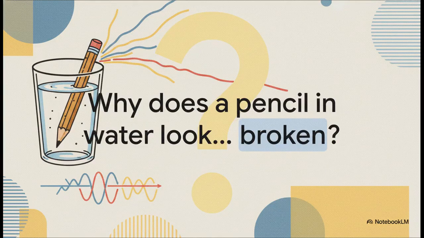You've totally seen this, right? You take a perfectly normal straight pencil, stick it in a glass of water, and bam, it looks like it just snapped in half right at the water's surface. So what's the deal with that? It's not a magic trick, I promise. It's pure physics. And by the time we're done here, you'll know exactly how that illusion works.